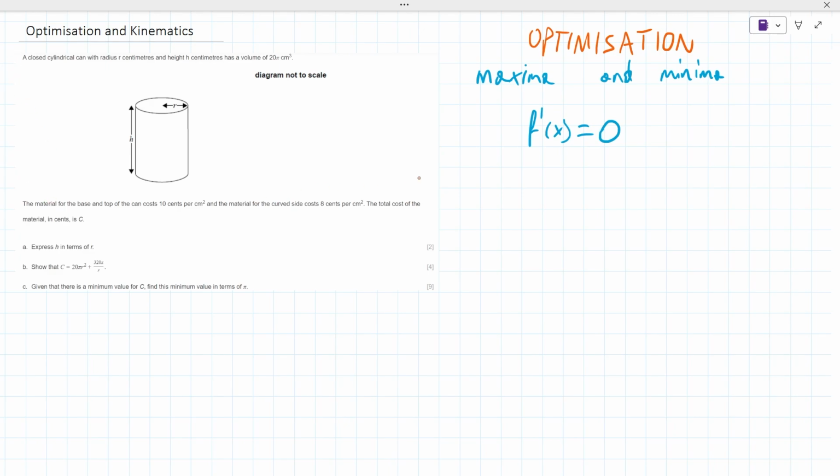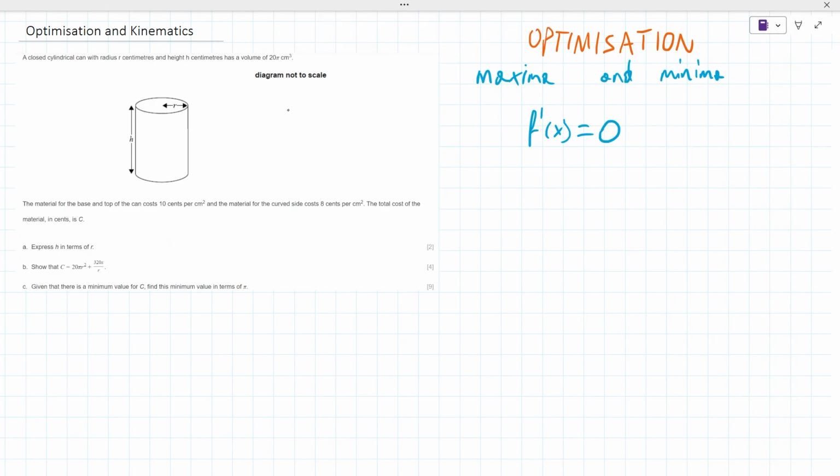So here we have some 3D shape, a cylinder. It has a radius, it has a height, and we are given a constraint that its total volume is 20π centimeters cubed. And our goal in this question will be to optimize the cost of this cylinder, so to minimize the total amount of money we need to pay for the material if we wanted to construct such a cylinder. So all we need for the purpose of this calculation is a function for cost in terms of one variable which we can relate to the amount of material. And in this case, they will want us to do that in terms of r, in terms of radius.